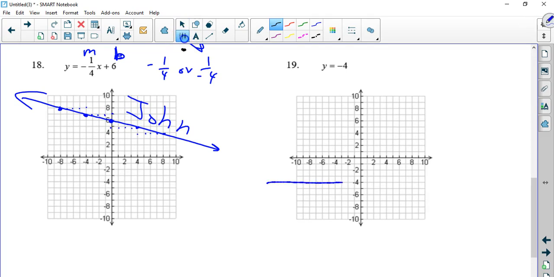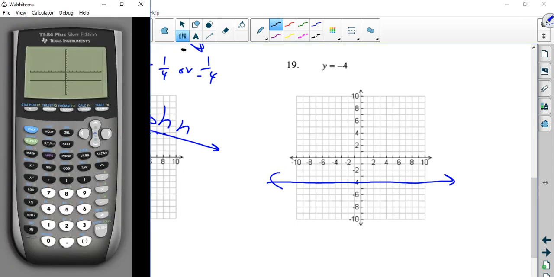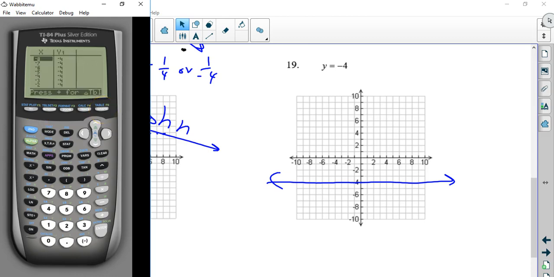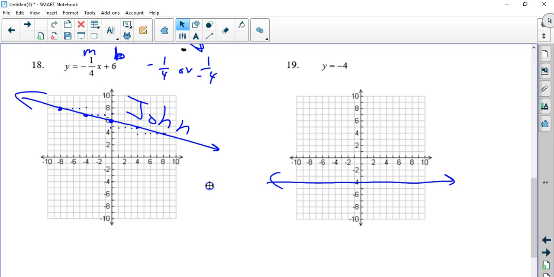It's negative 4. Horizontal line. But why is it like that? Let's look. Let's go to the table. Y is always negative 4. See right here? Y is always negative 4. X changes. So left, right changes, but Y does not. It's constant. And that's it for Unit 1 review.